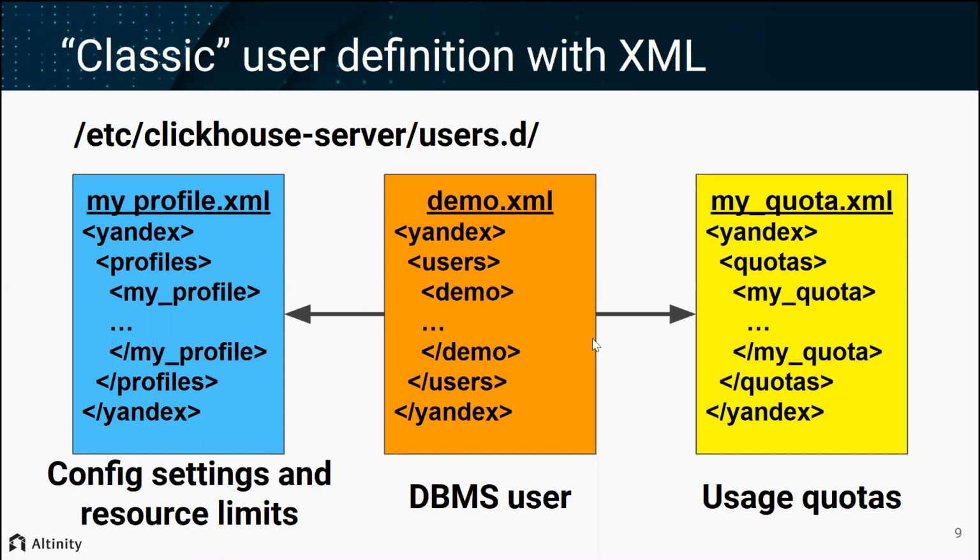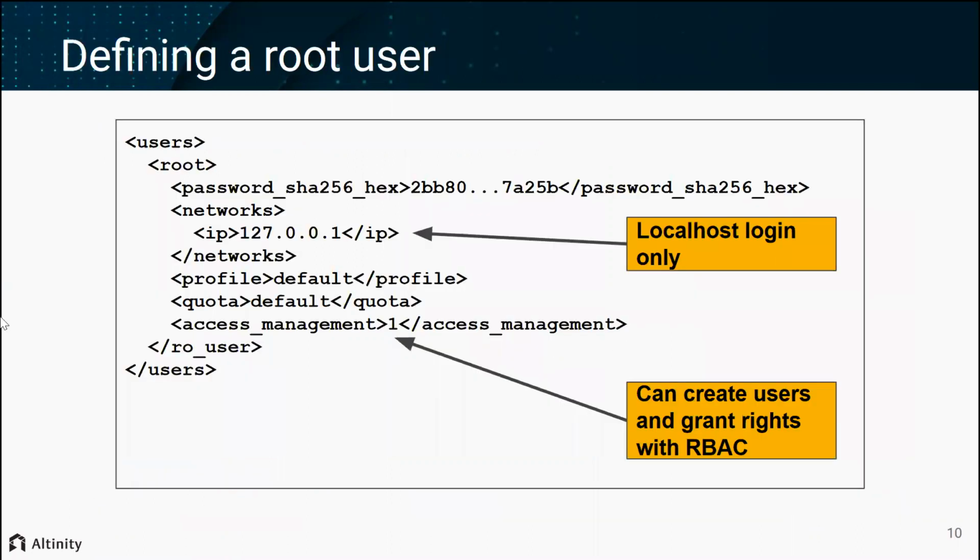For example, you would see something like the following. If we wanted to define a root user, and there's a typo here, you'll see user. So you'll put this in a little file in the users.d directory.